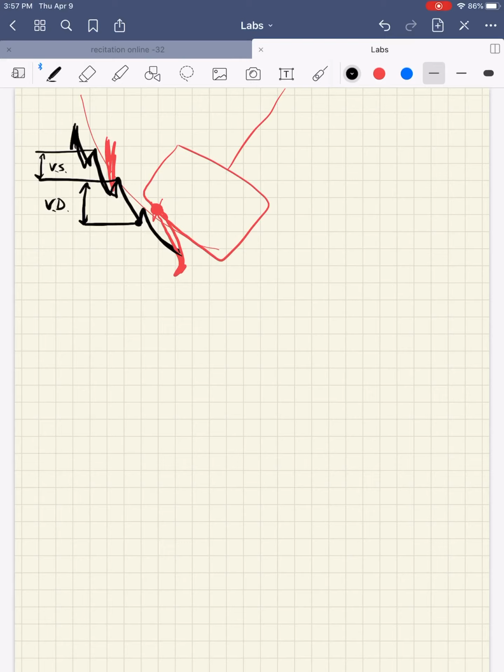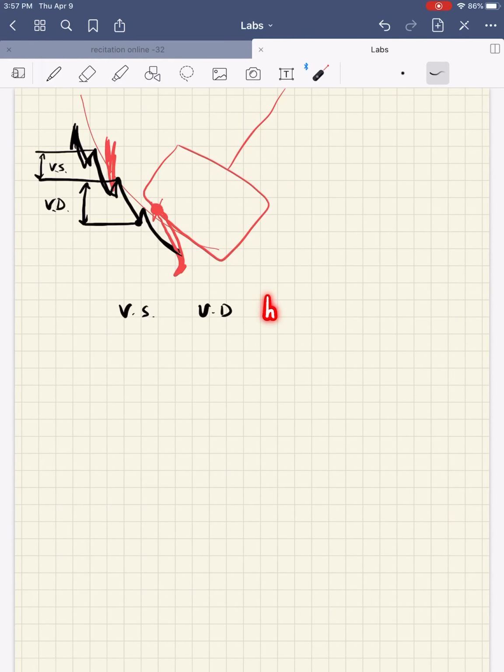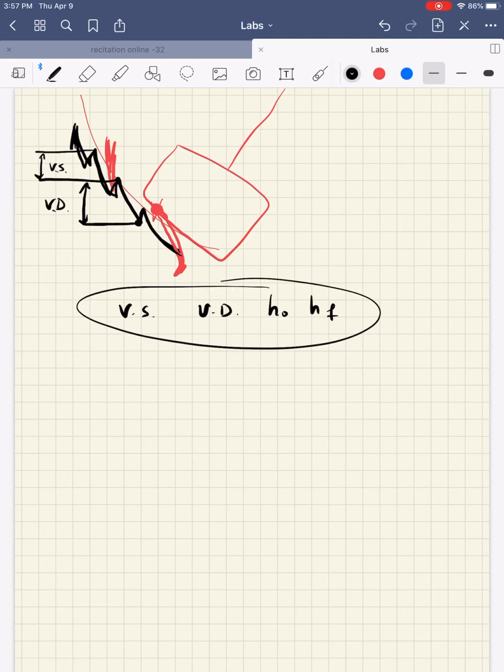And you're asked to use this vertical spacing and vertical drop, and let me scroll back a page, along with your initial H0 and HF to find H. So you're supposed to use H0, HF, the vertical spacing and the vertical drop, and this is supposed to help you find H plus or minus the uncertainty in H.